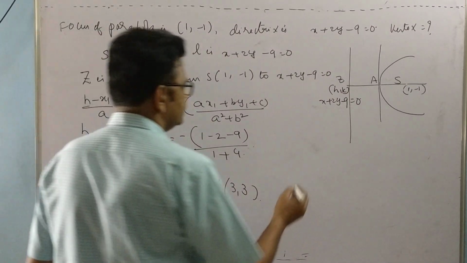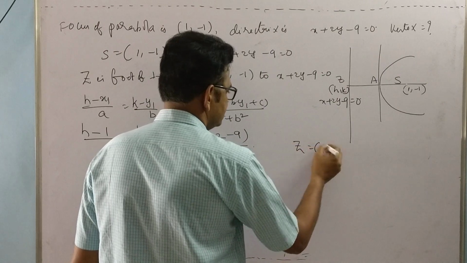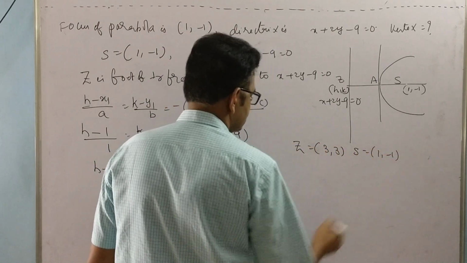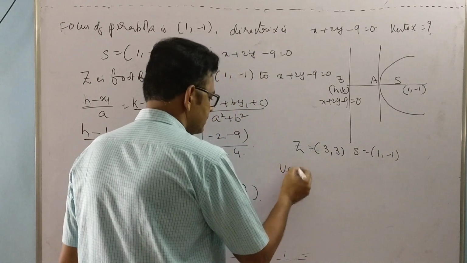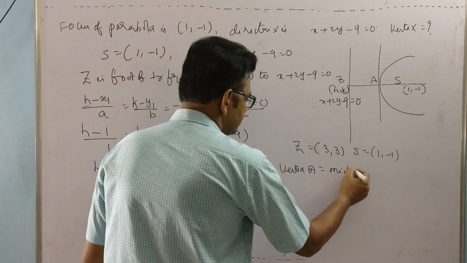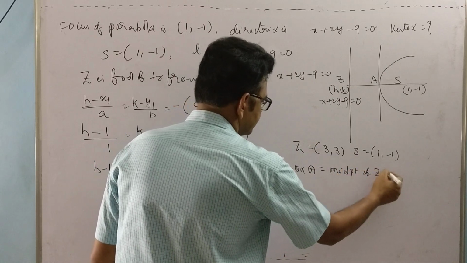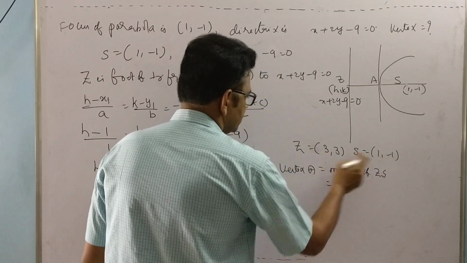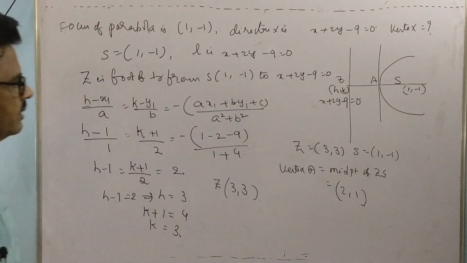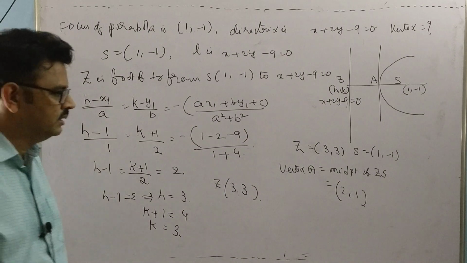So we have Z coordinates 3 comma 3 and focus 1 comma minus 1. So vertex A is what? That is the midpoint of ZS, that is x1 plus x2 by 2, y1 plus y2 by 2. So vertex of parabola is 2 comma 1.